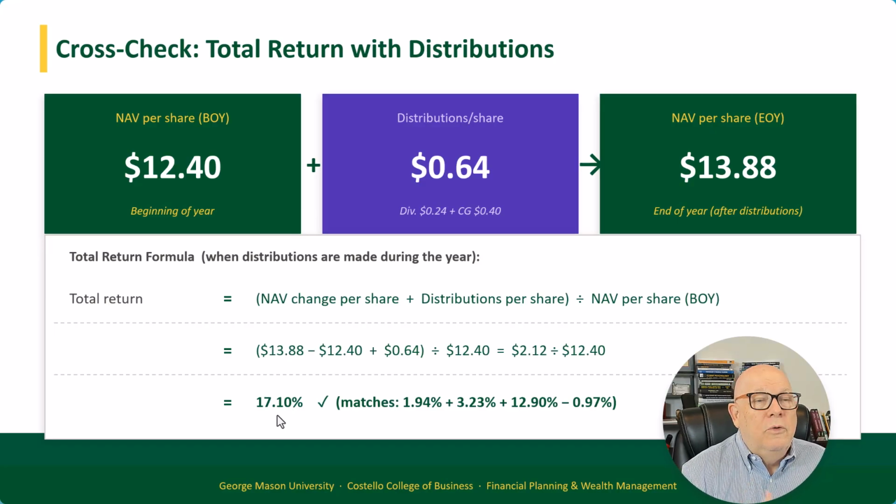All right. So it's a little bit more detailed than what the book shows. I'm not going to test you on this level of detail. You should know how to do this basic calculation here: the change in NAV per share plus the distributions per share, and then divided by the beginning net asset value per share to get the overall return for the year.